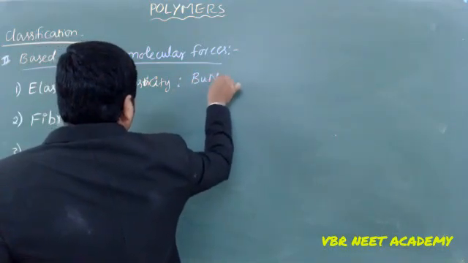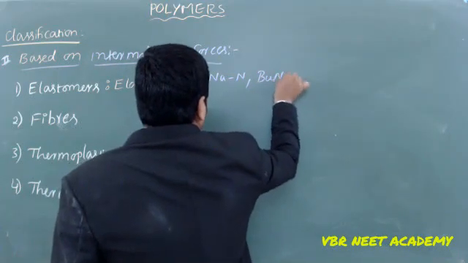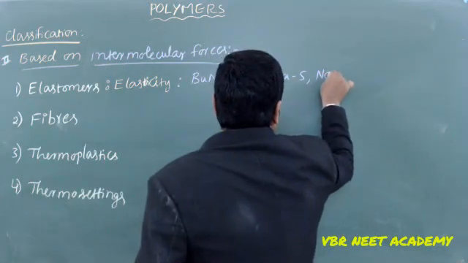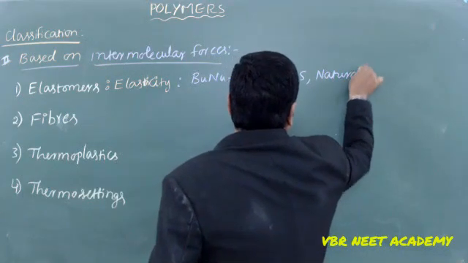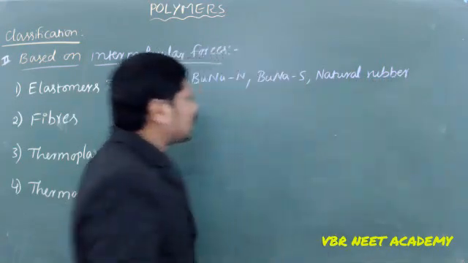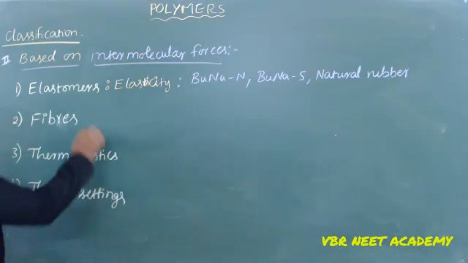Buna-N, Buna-S, natural rubber, whatever the rubbers we are having, all of them come under elastomers only. We are going to get in elastomers.